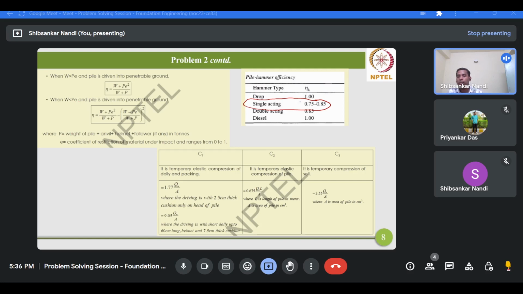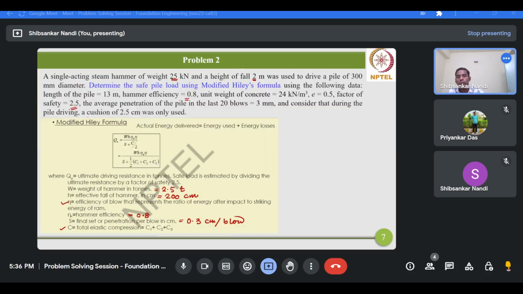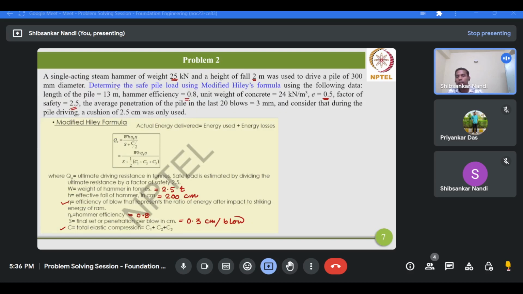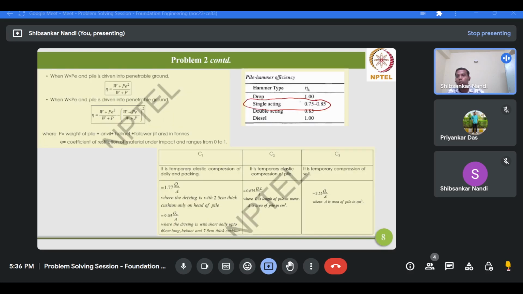Now P is the weight of pile plus anvil plus helmet plus follower, if any, in tons, and E is the coefficient of restitution of material under impact and ranges from 0 to 1. So this E value is directly given to you, and this is 0.5 for the given problem. Okay, now what is the value of W? W we have already calculated, so the value of W is 2.5 ton.